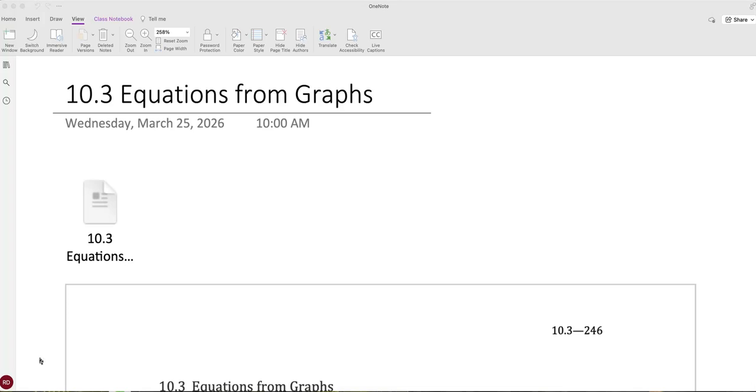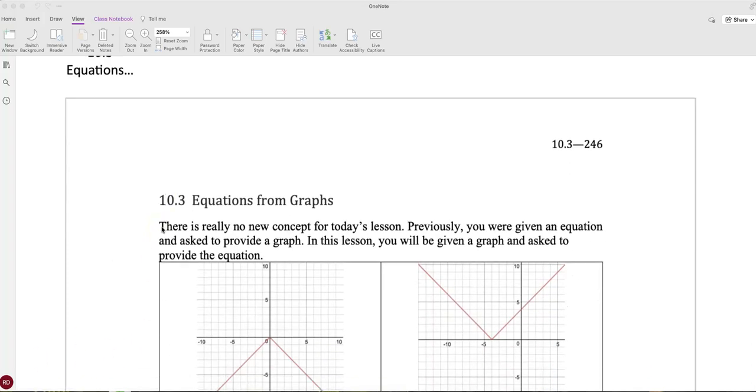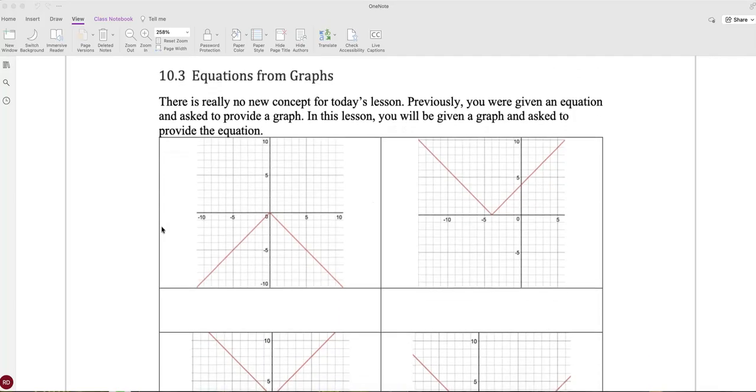Algebra 1, 10.3, this is our last lesson of the year, equations from graphs. So in the last lesson, I gave you the equation, you gave me the graph. I'm going to reverse that. I'm giving you the graph and I want back the equation. So this one is based on the absolute value of x. What has happened? It has been reflected over the x-axis, or it's upside down.